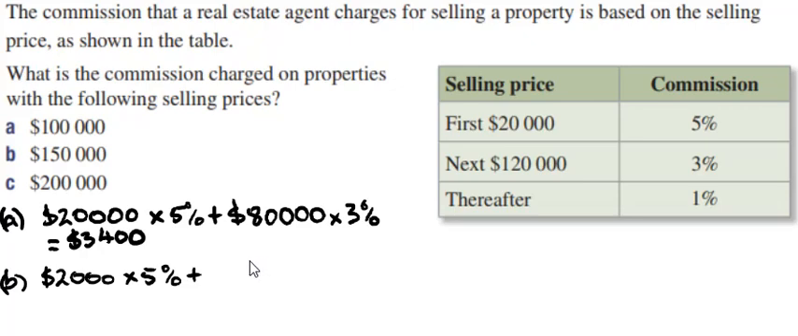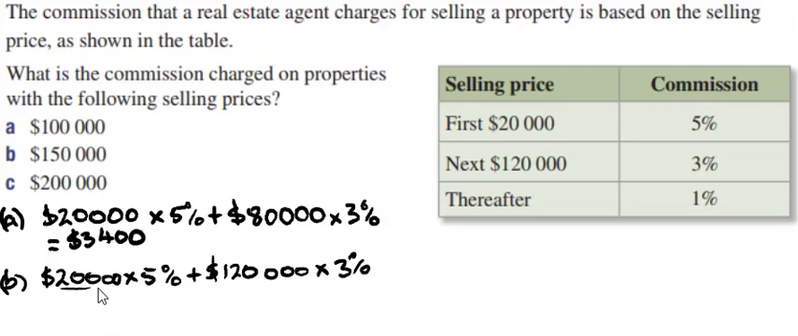Okay, the next $120,000. Now, if we do $20,000, taking away that from 150,000, that gives us 130,000. Well, out of the next 130,000, 120,000 is paid at 3%. So we're going to do 120,000 times by 3%.